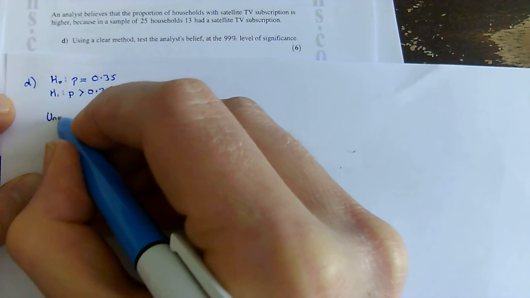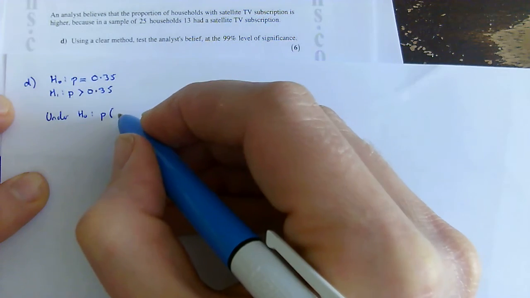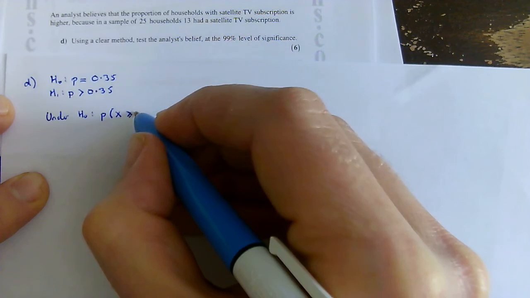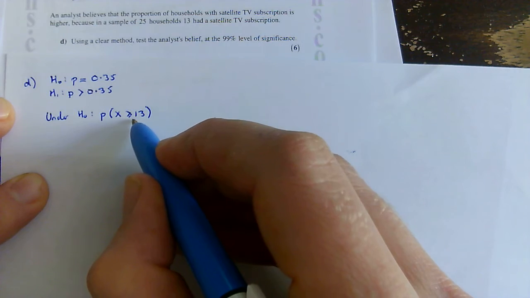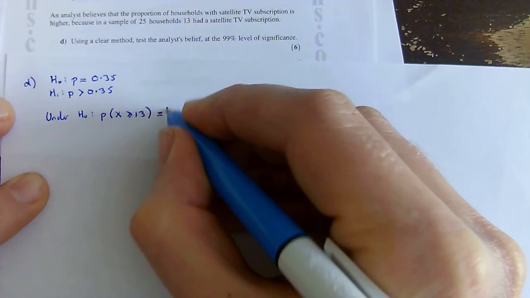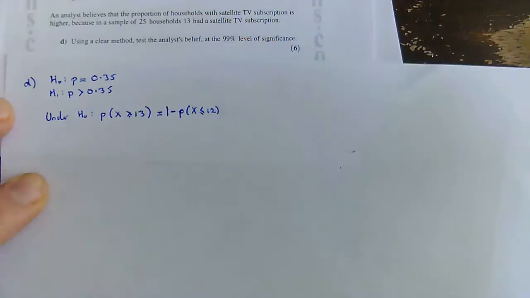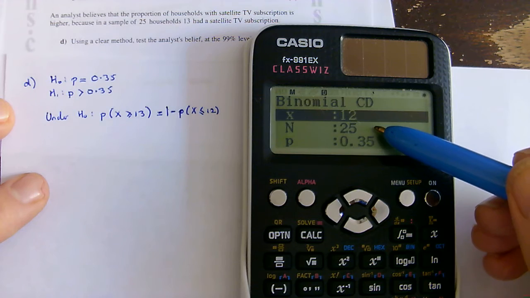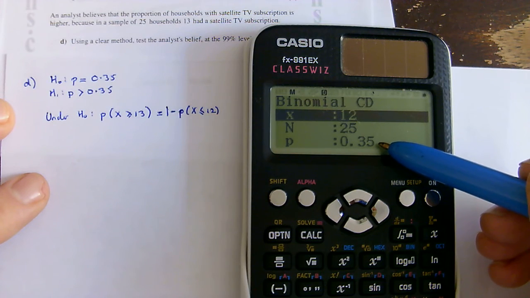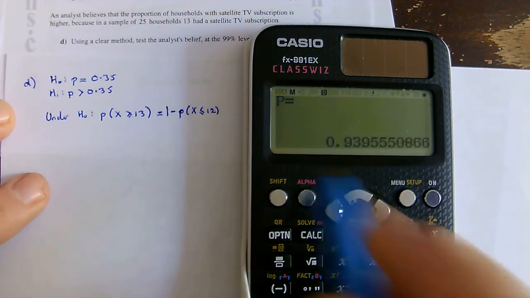So under h0, the probability that he would see as many as 13 or more households. Now, probability that x is greater than or equal to 13 is 1 minus the probability that x is less than or equal to 12. So I can reach for my scientific calculator and find the probability that x is less than or equal to 12 under h0. So x is 12, n is 25, under h0 the probability is 0.35. So that gives me an answer of 0.93940.